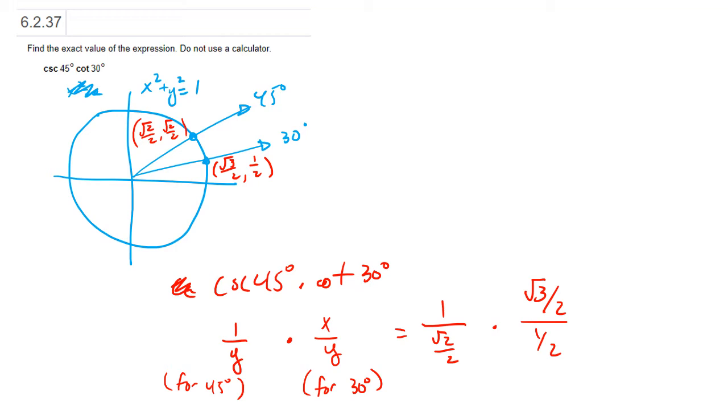Now we can simplify this if we want. I'm going to cancel off these common denominators of 2, leaving behind root 3 over root 2 over 2, or 2 root 3 over root 2, and if you don't want radicals in your denominator, this works out to be exactly root 6. Moving on.